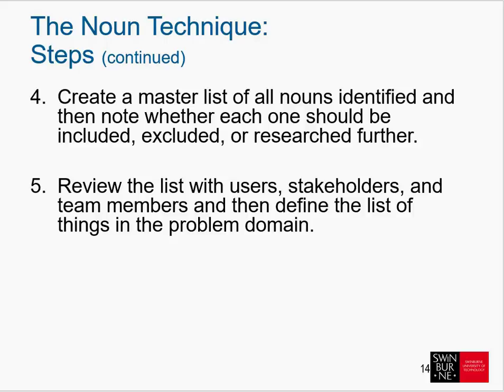And then once you have done that, we can create a master list of all the nouns that we have identified, and note whether each one should be included, excluded, or researched further. And then finally we can review the list of things with the users and the stakeholders, and also with the team members, and then refine this list of things in the problem domain as the finalized entities and attributes that you need to include in your system.